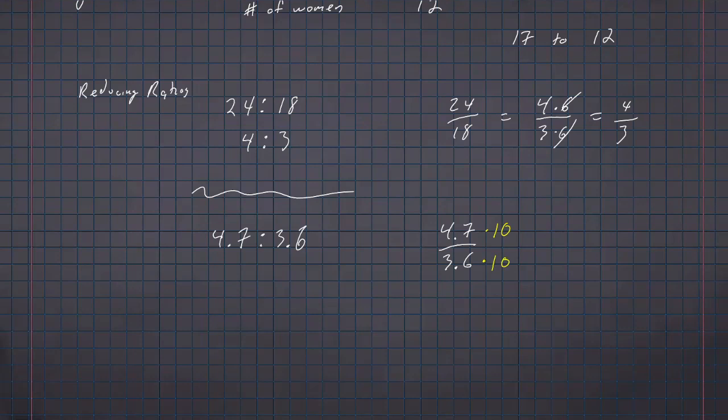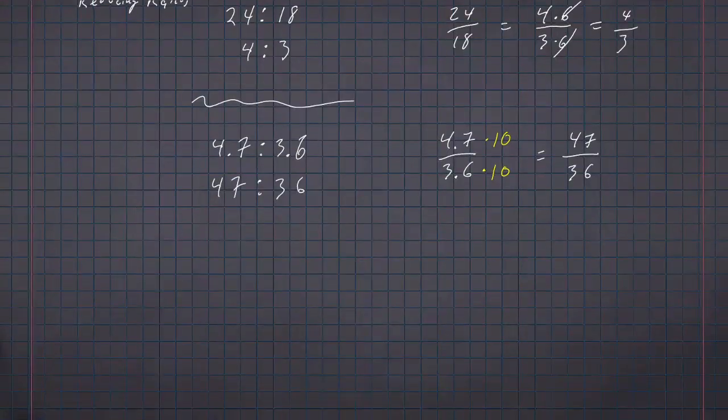In this particular case, if I multiply 4.7 by 10, I get 47. And if I multiply 3.6 by 10, I get 36. Right? You can't reduce this particular one any further, but that does give us a nice way of taking some ratios that contain fractions or contain decimals and turn it into something that does not contain decimals. Same sort of thing will work with fractions and mixed numbers.